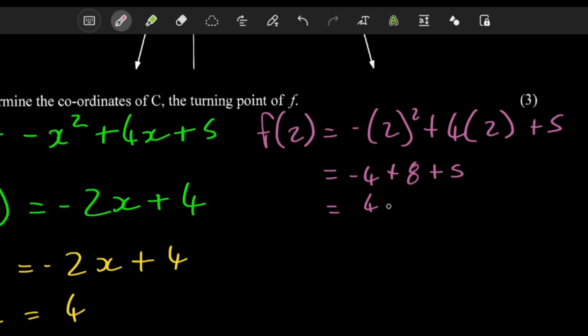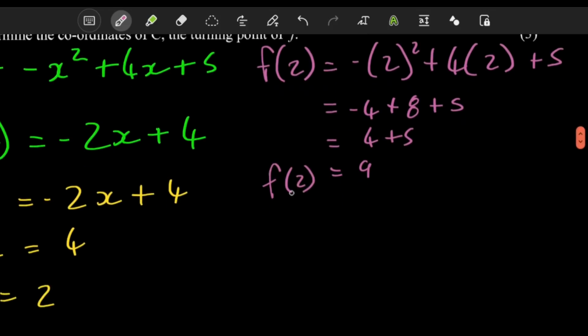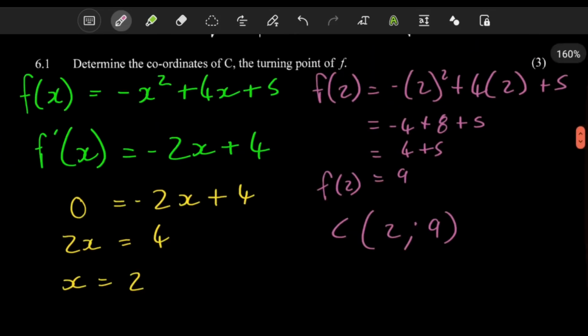This is going to give you a positive 4 plus a 9, plus a 5. That's just going to give you a positive 9. If you leave it like this, this is a coordinate, but most people would much rather just put it like that. You see, x value is a 2, and then y value is, let's see, 2 coordinate 9. What is 2 coordinate 9? That's the turning point. You see, nothing crazy, nothing major.